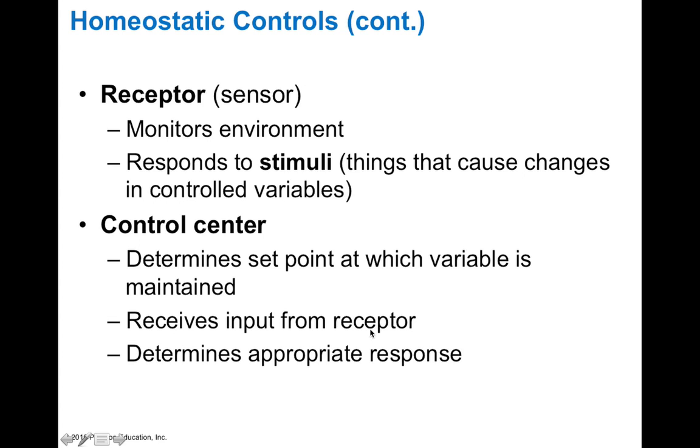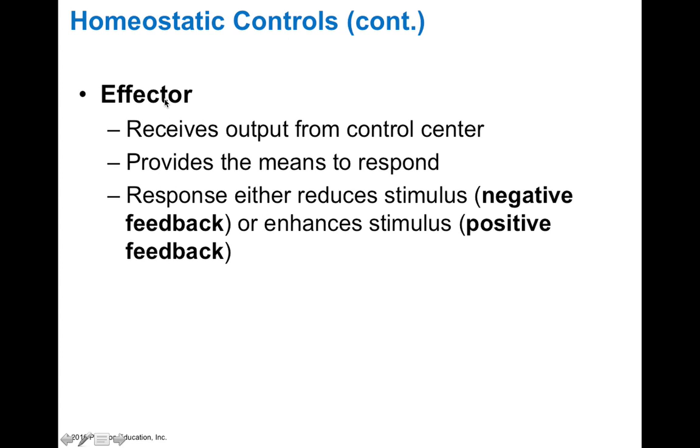Receptors might pick up information about a particular body temperature. That receptor sends information to a control center, but if the body temperature is at set point, which is the ideal point, then the control center just won't do anything. It won't enact any changes. However, if your body temperature is too low, it'll determine the appropriate response and then tell the appropriate effector what to do. So effectors receive output from the control center, and provide a means to respond to a stimulus.